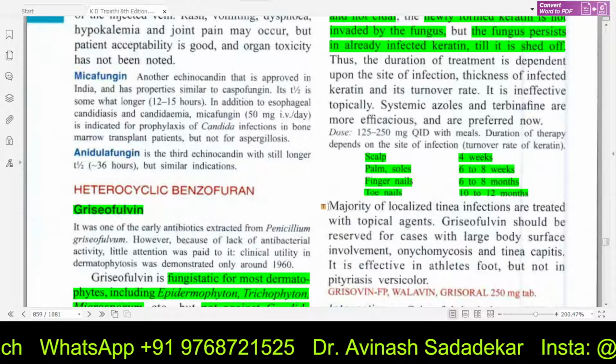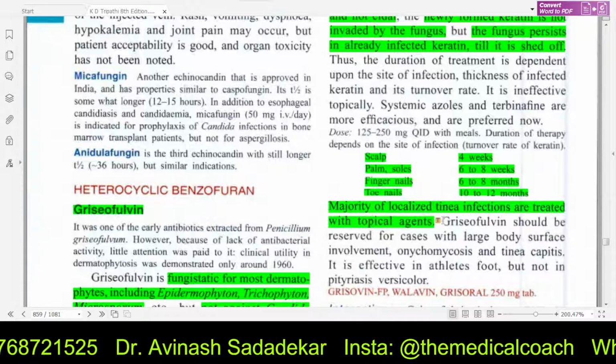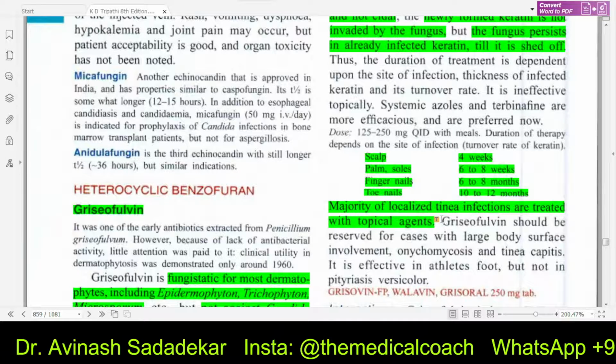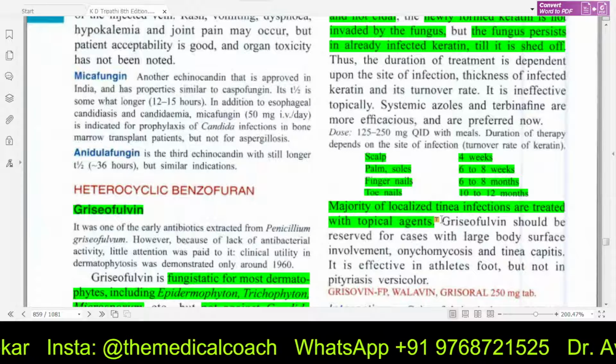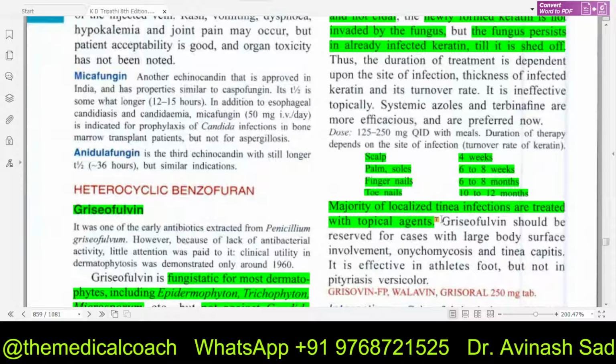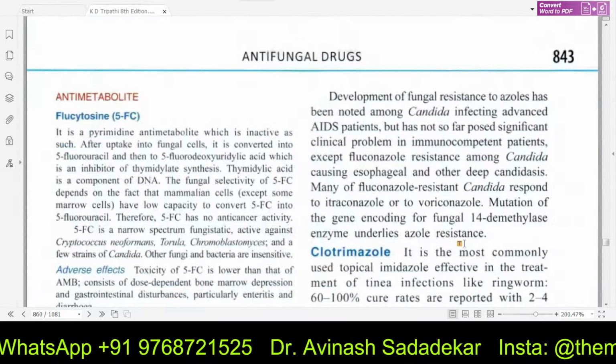Okay. Majority of local tinea infections should be treated with topical agent. Griseofulvin should only be used when a lot of area is involved. For something small like a 10 by 10 centimeter area, don't subject the entire body to it. Right? Simple. So that is what you can remember.